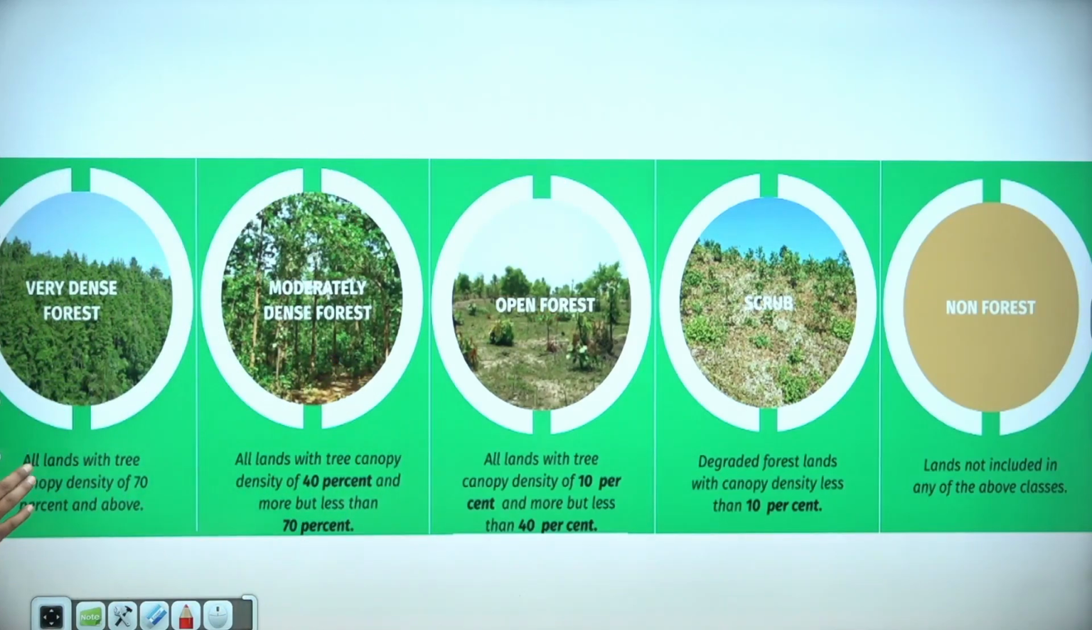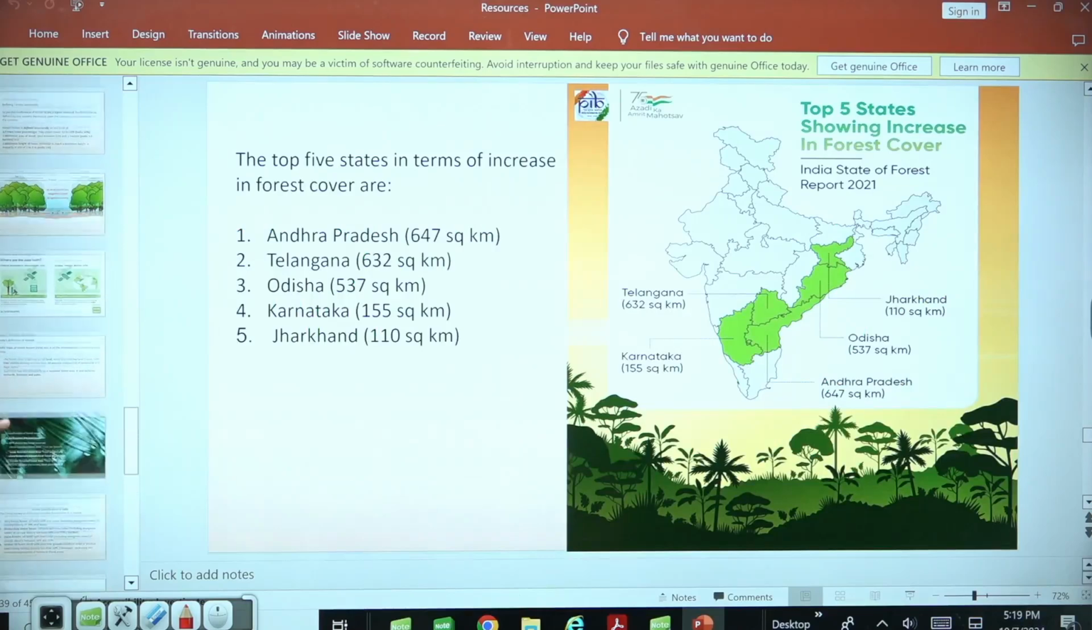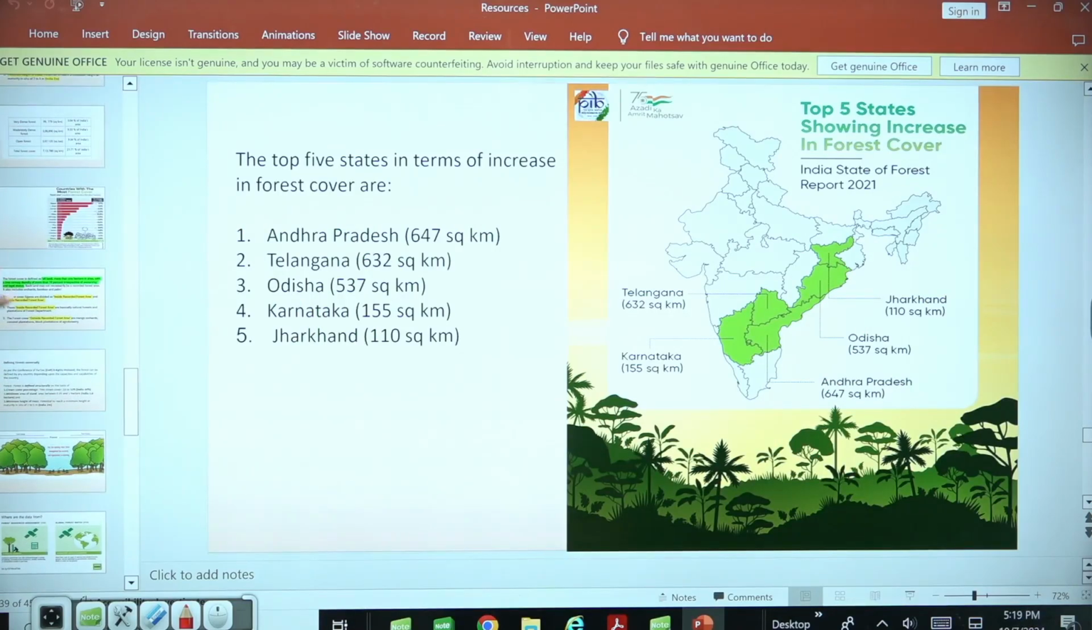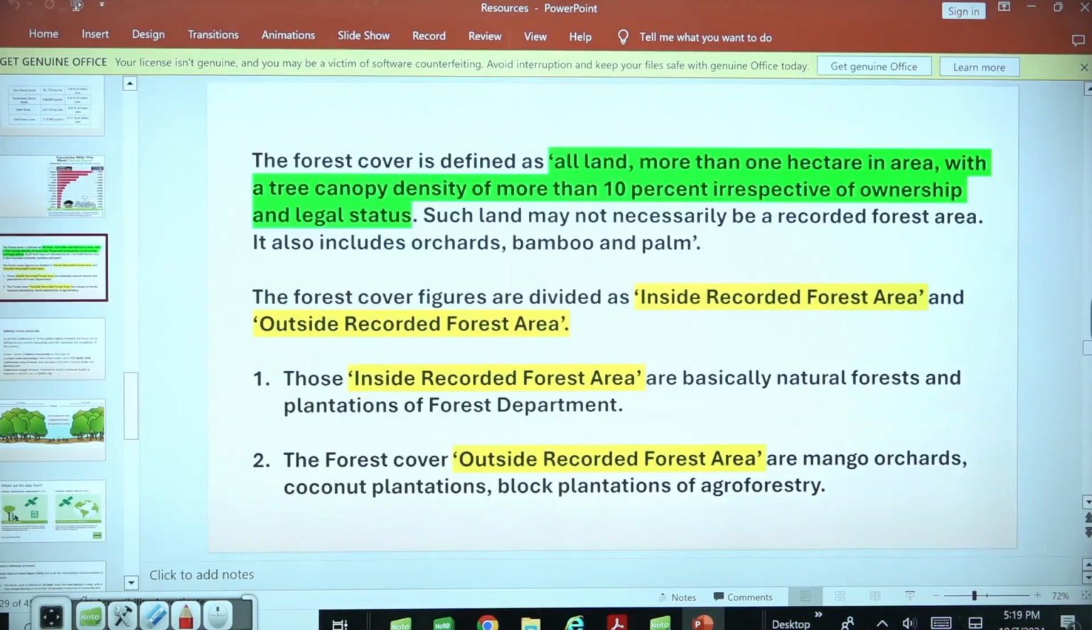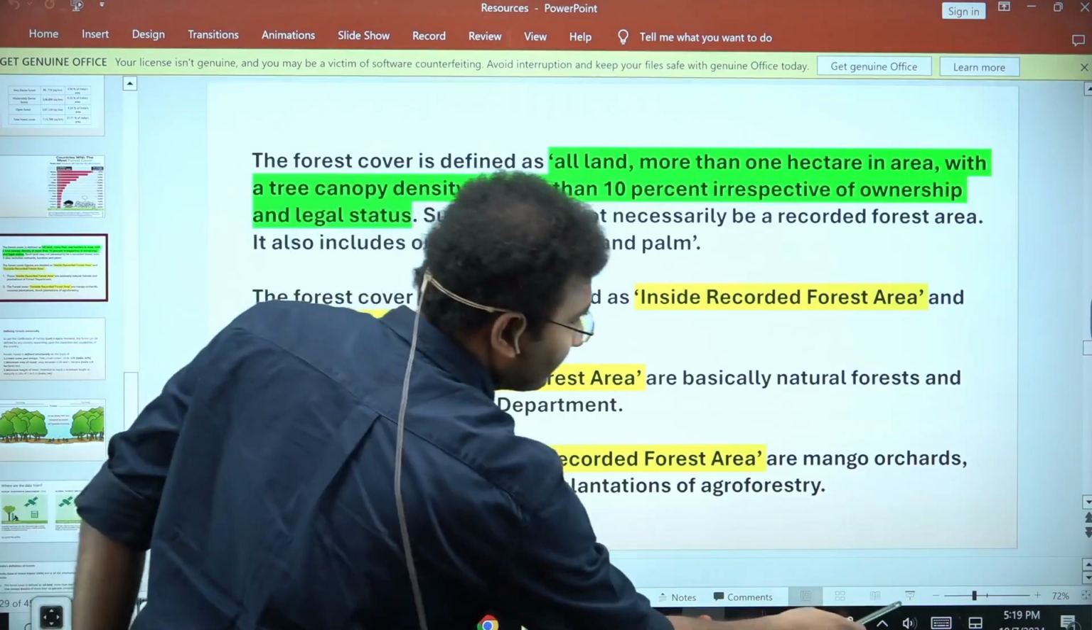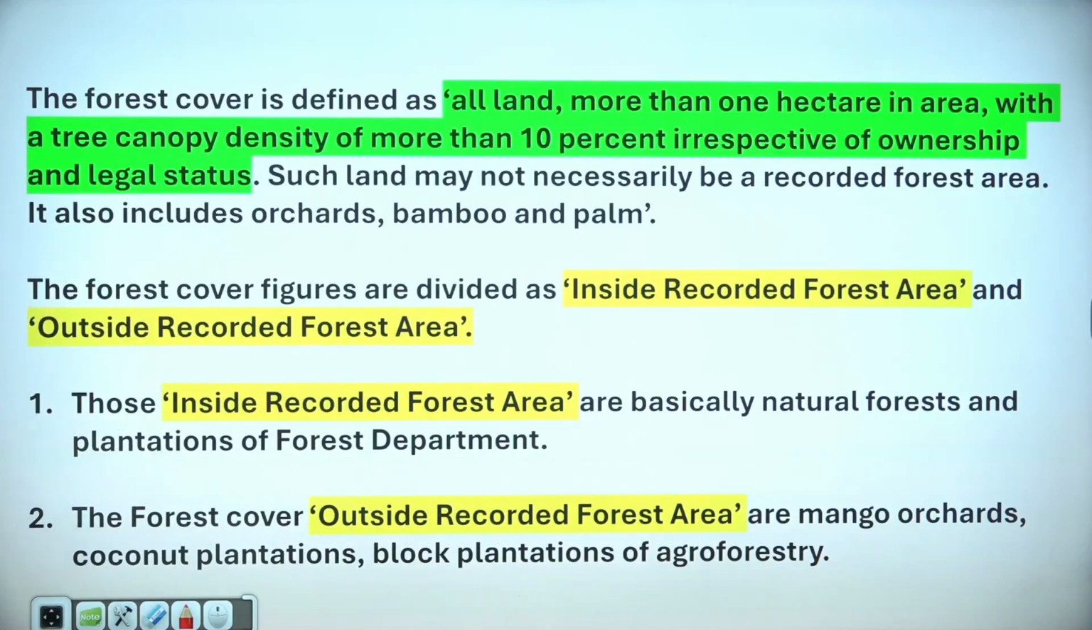These classifications of the forest can be divided in multiple ways. Now look here. First, look at this particular slide. Let me read it for you. The forest cover is defined as all land more than 1 hectare in area with a tree canopy density of more than 10%, irrespective of the ownership.